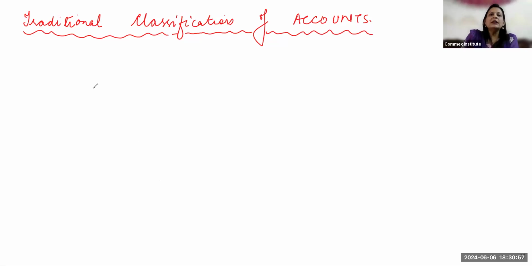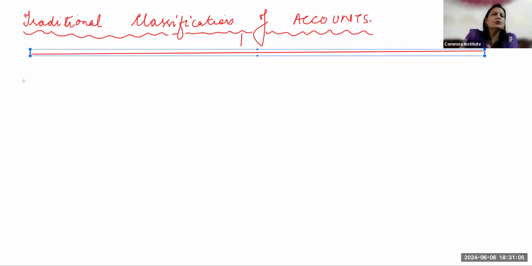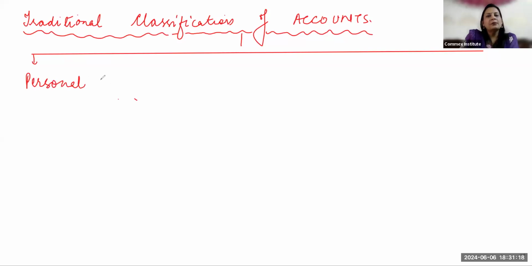Now within the traditional classification of accounts, bachon, we have got two basic classifications, and that is personal accounts and impersonal accounts. Keep on writing: personal accounts, A/C I'm writing for accounts, okay, I hope everybody can understand that, and impersonal accounts.